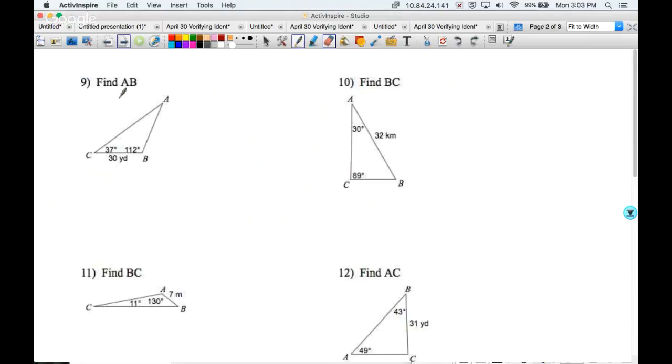Here in number 9, we actually don't have that, but we can get it pretty easily. To get this here, the measure of angle A, which we want because it's across from this 30, and then we can set up our law of sines. To get that one, we'll do 180. Three angles inside of a triangle must add up to 180, so we'll just take away the other two angles, 37 and 112, leaving us with 180 minus 37 minus 112, 31. So that must be a 31 degree angle.